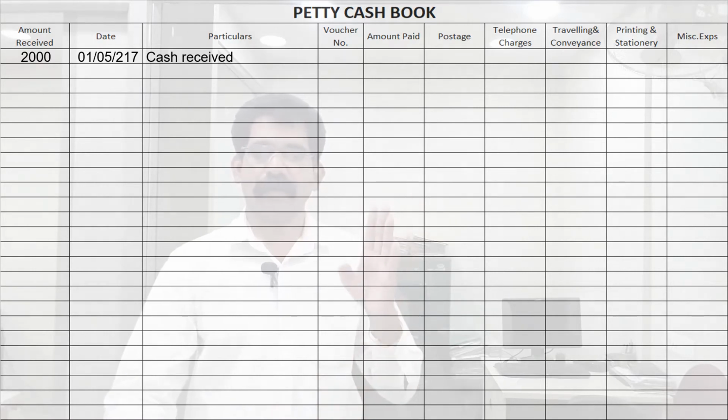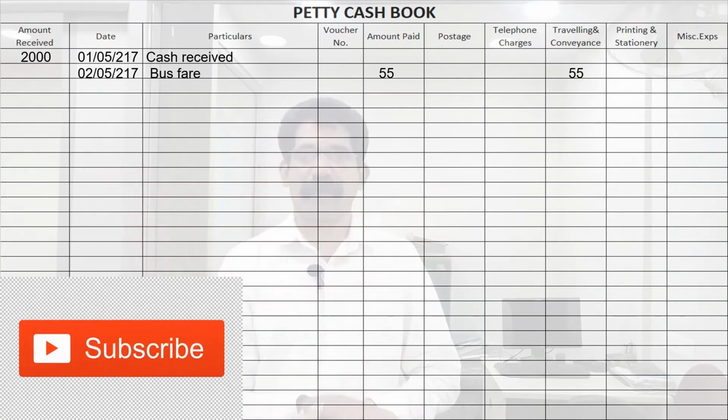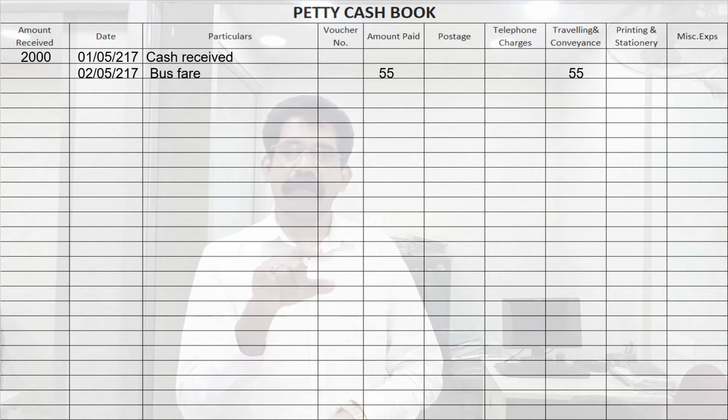So we have opened a conveyance column for traveling, conveyance and everything. So record in conveyance column 55. As soon as we are recording the expenses into the concerned expense column, take the total of that to the amount paid column. That is the consolidated amount of the payment. This consolidated total of expense will be equal to the total of each expense column, because that is the total of all expenses. Now record rupees 55 in total amount paid column.